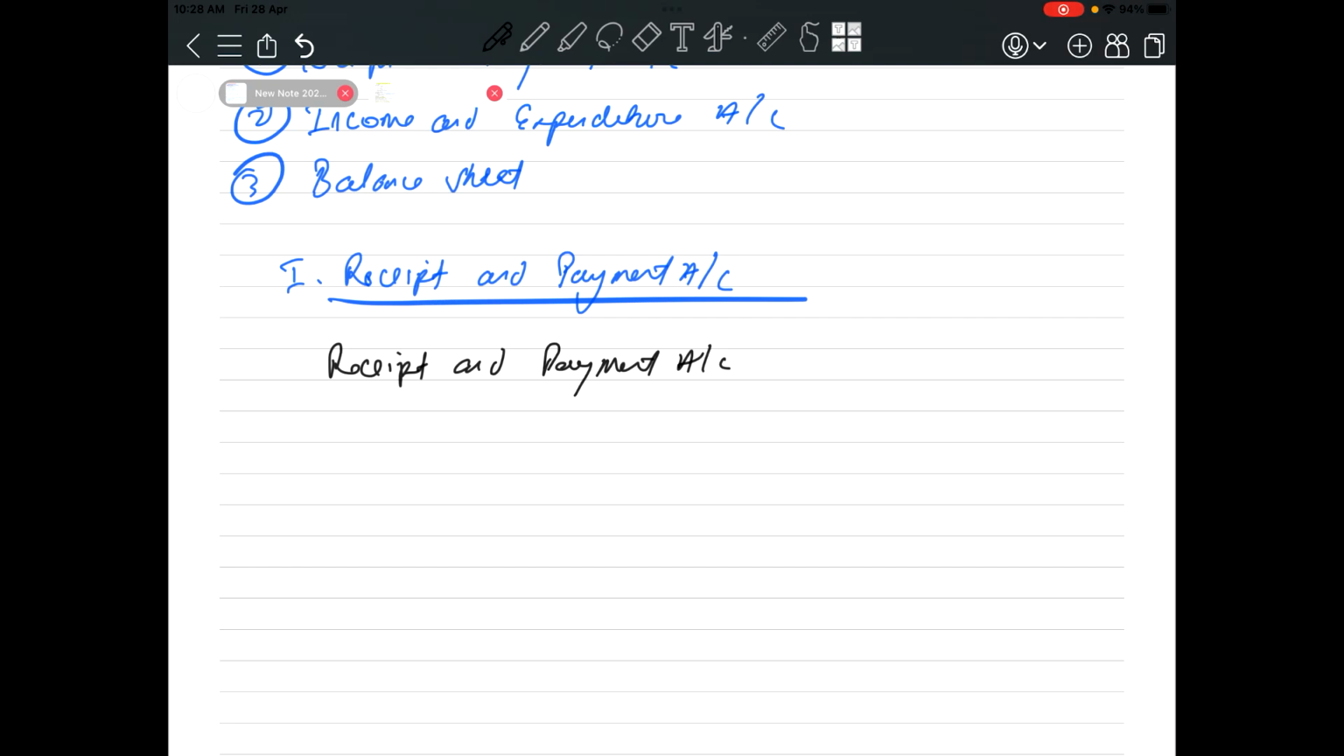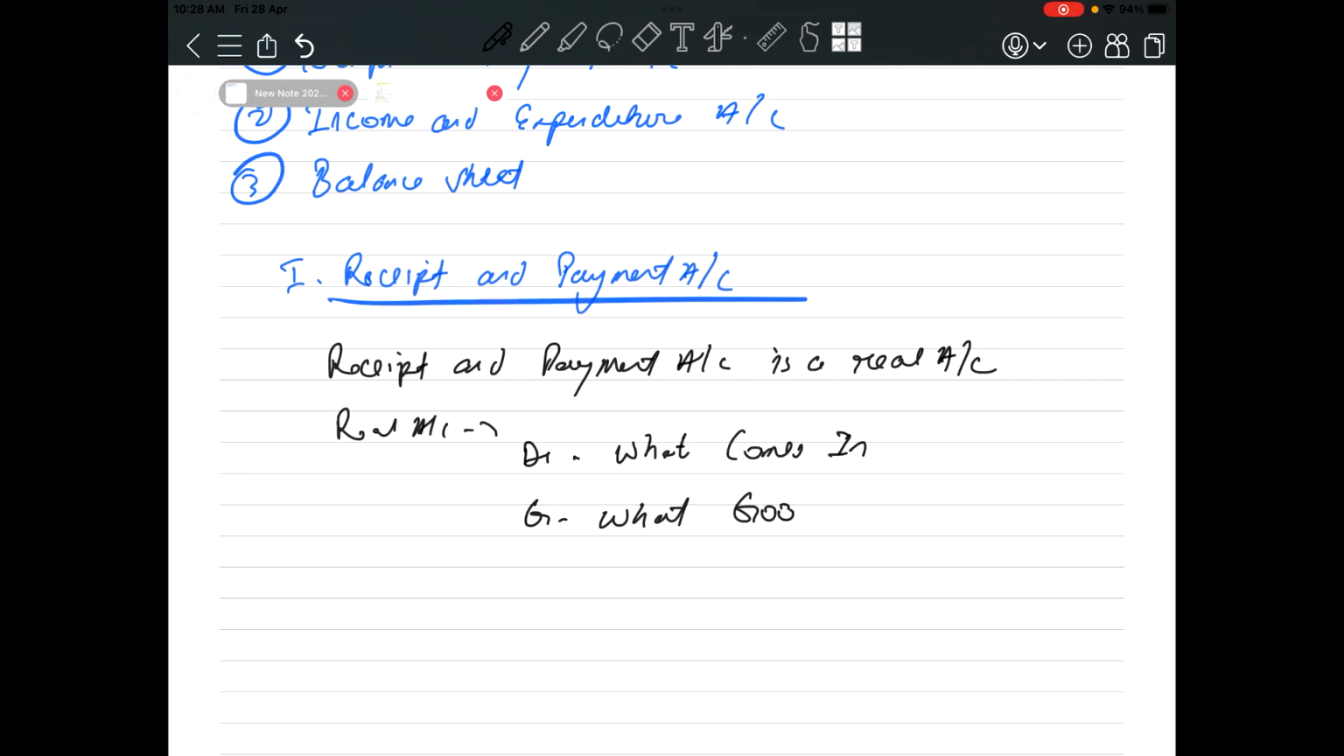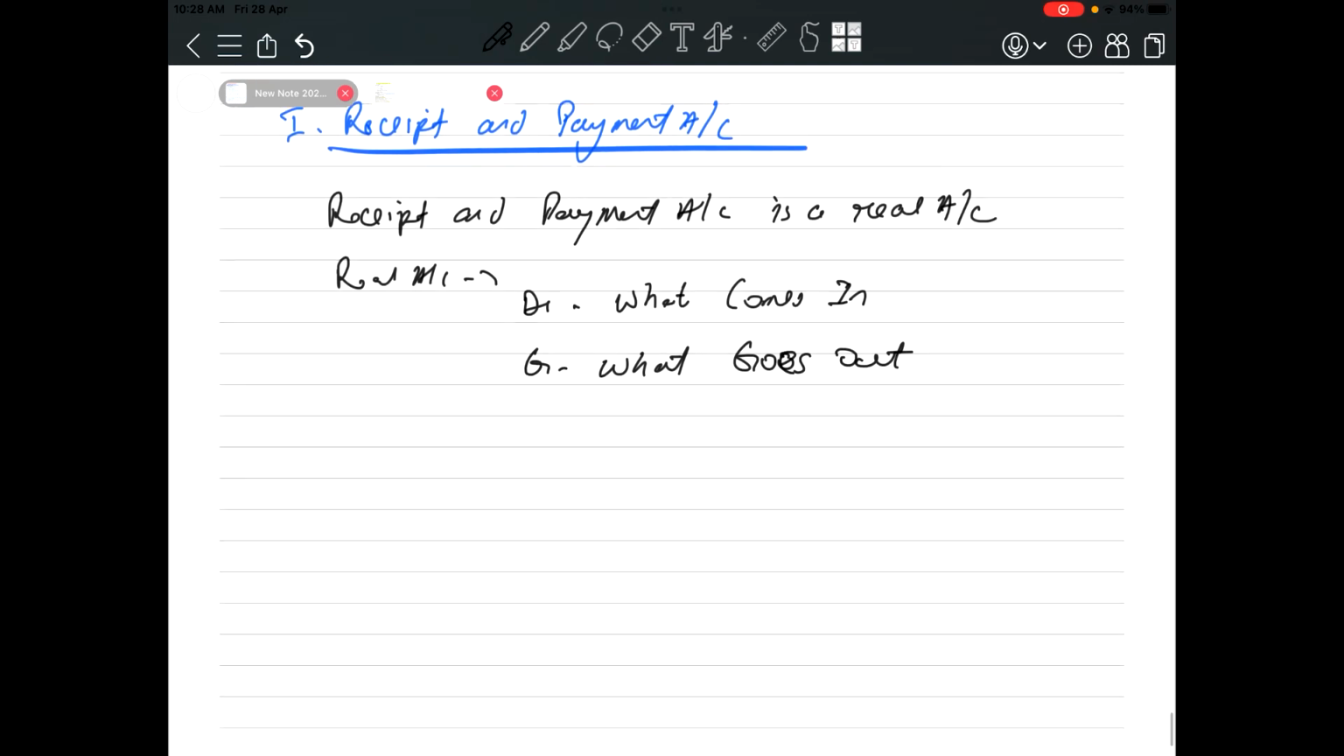Now let's see, receipt and payment account is a real account. So if it's a real account, what will be the rule? Debit what comes in, credit what goes out. This is the rule. Receipt and payment account is a real account, and the rule is: debit what comes in, credit what goes out.